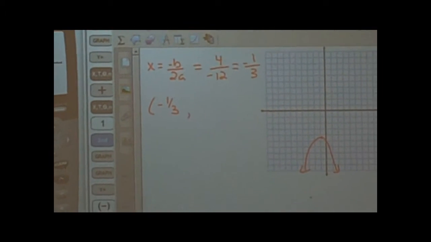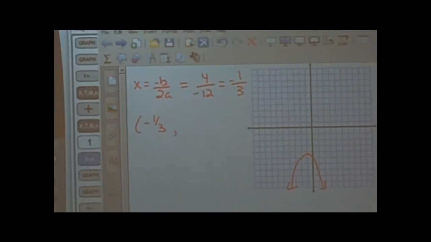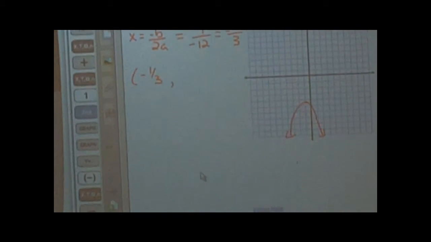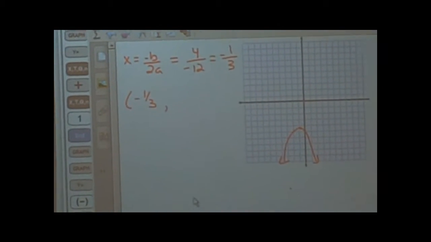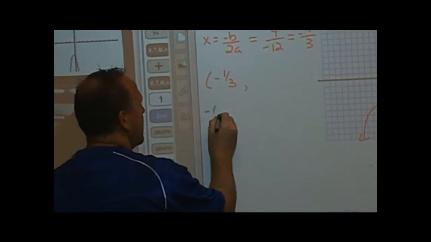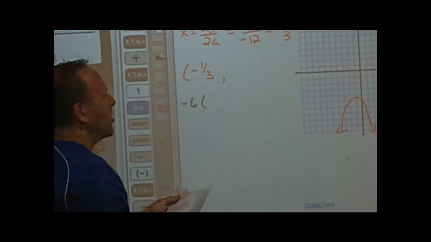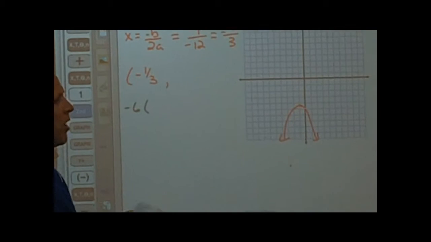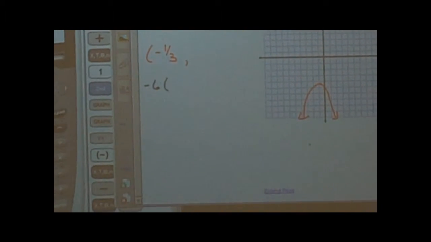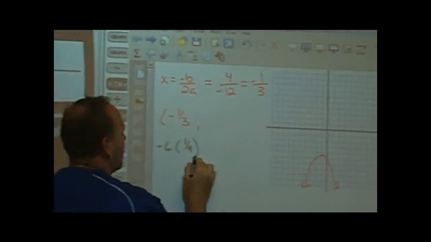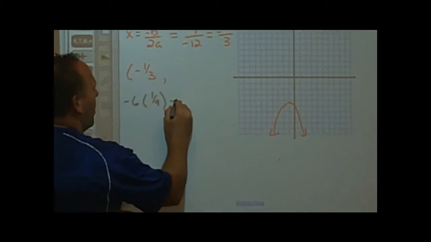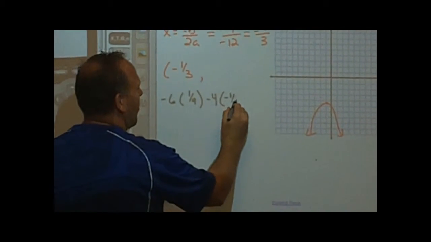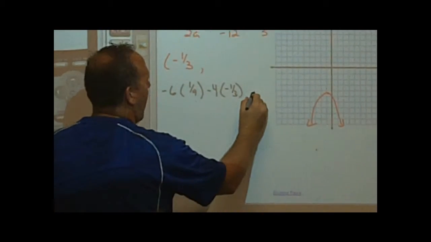Now to find my y value, I know it's a fraction, so it's going to be kind of hard. So we'll just write it out. Negative 6, parenthesis, what's negative 1/3 squared? Negative 1/3 times negative 1/3 is a positive 1/9. Before you put this in your calculator, write this out. Then I got minus 4, parenthesis, negative 1/3, minus 5.